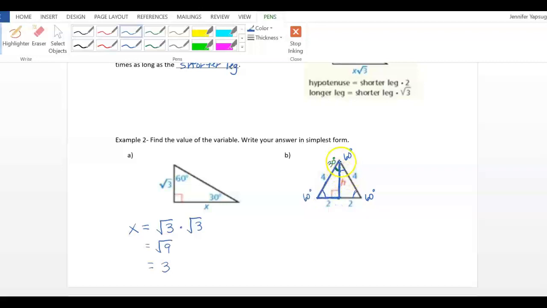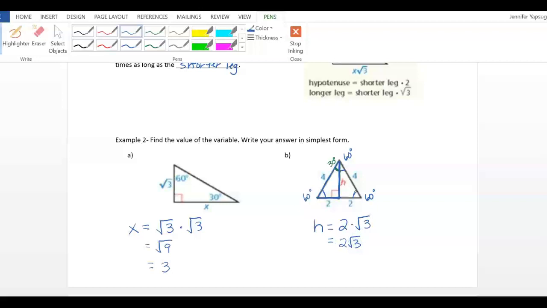Okay, so we're asked to find h, which happens to be the longer leg, right? So again, the longer leg, h, is equal to the shorter leg times root 3. Well, my shorter leg is 2, and I'm going to multiply that by root 3. So I can just simplify that by writing h is equal to 2 root 3. And that's your final answer.